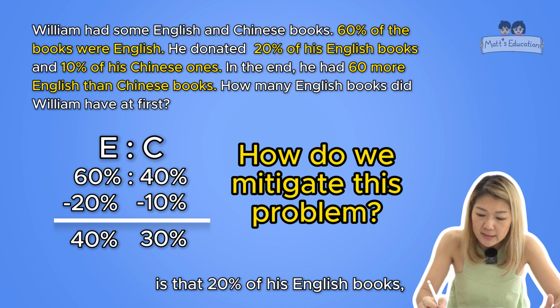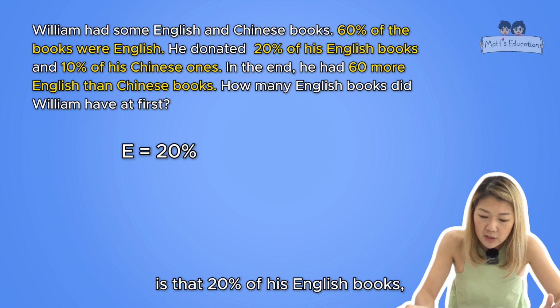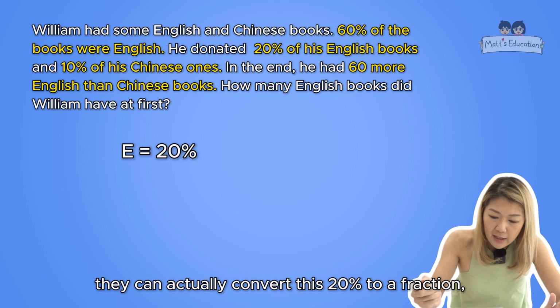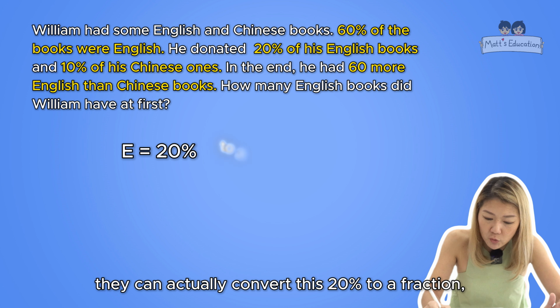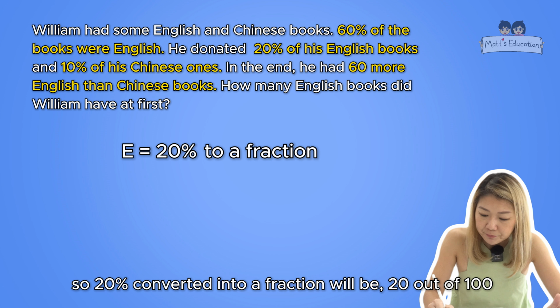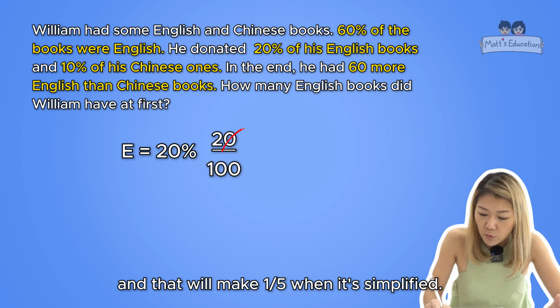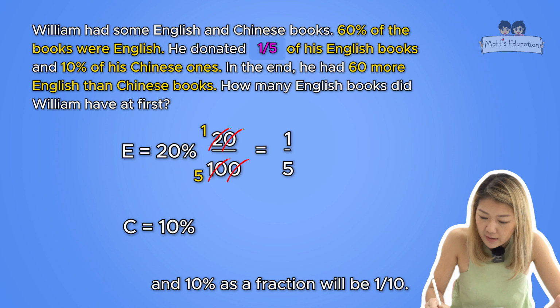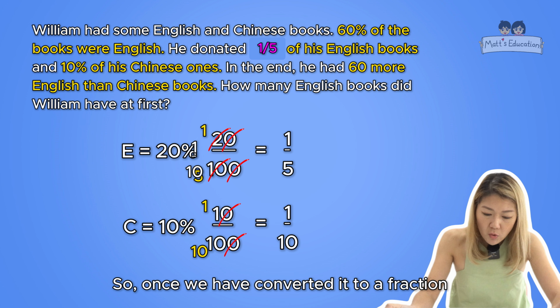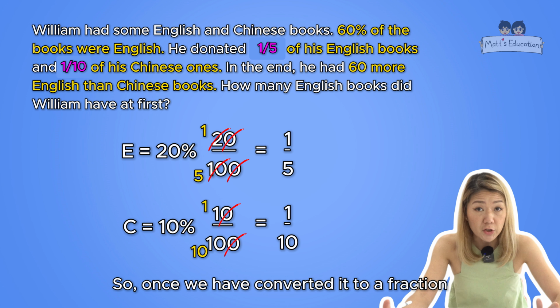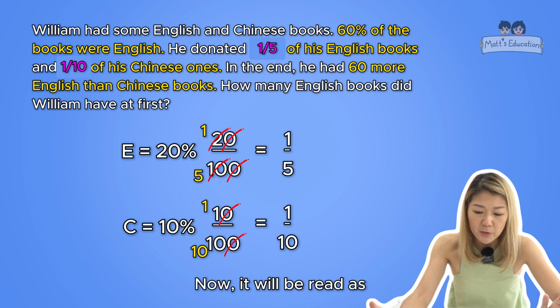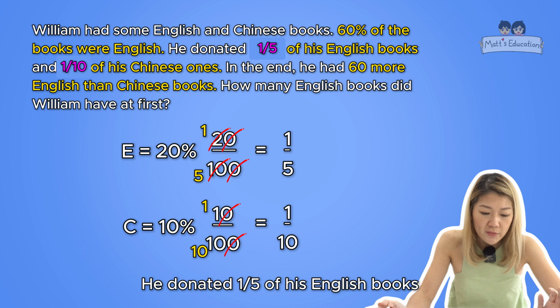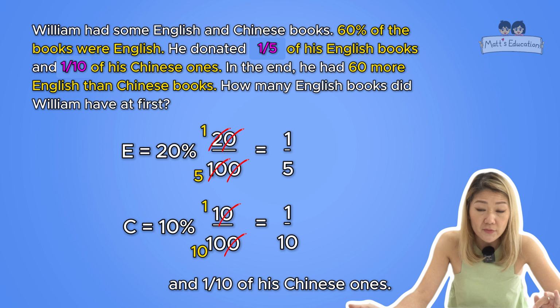What students should have done is convert this 20% to a fraction. So 20% converted into a fraction will be 20 out of 100, and that will make 1/5 when it's simplified. And for 10%, we will do the same. 10% as a fraction will be 1/10. So once we have converted it to a fraction, I think it's easier for students to understand. Now it will be read as he donated 1/5 of his English books and 1/10 of his Chinese ones.